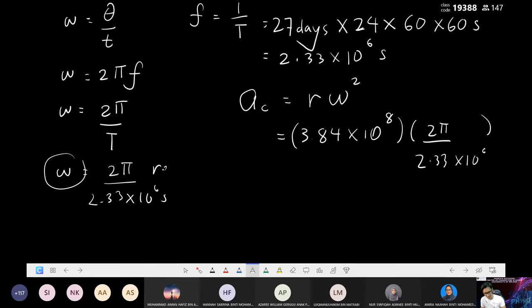Okay, this one is radian per second. Okay, jadi our this one is to the power of 2. Then our centripetal acceleration is equal to, anyone boleh kira? 2 pi divided by 2.33 times 10 to the power of 6, squared, times the radius, is 2.79 times 10 to the power of negative 3.